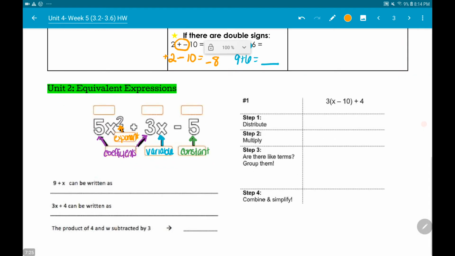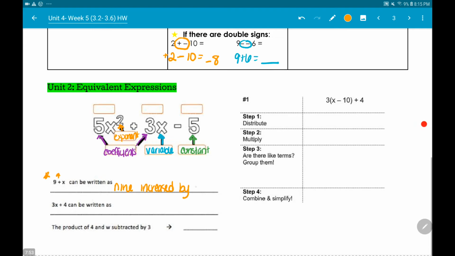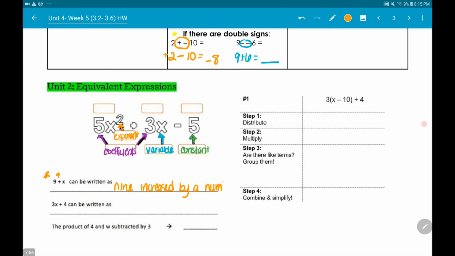And remember, after that, once we learned all these key vocabulary words, we started translating expressions. So this first one here, I have 9 plus x can be written as, let's translate it. So we're going to start from left to right. We have 9. Now plus, remember, it can mean increased by. We have a bunch of different words we could use. Increased by, and then we have x. And x just means a number. So 9 increased by a number, or 9 added to a number. Either way, however you like.